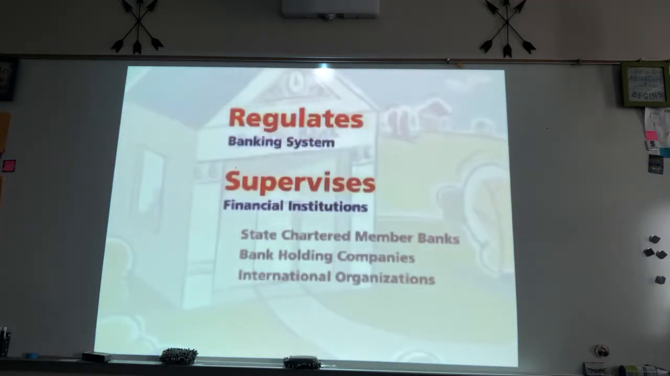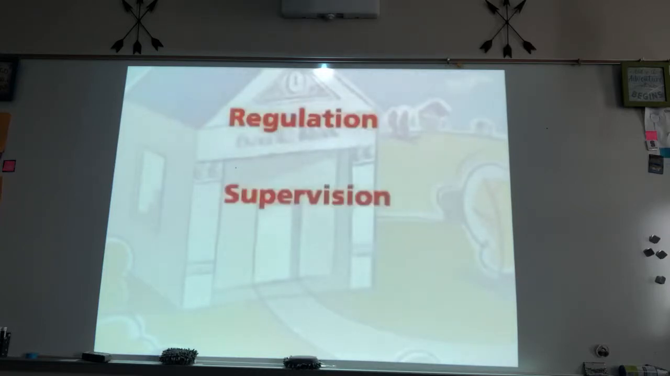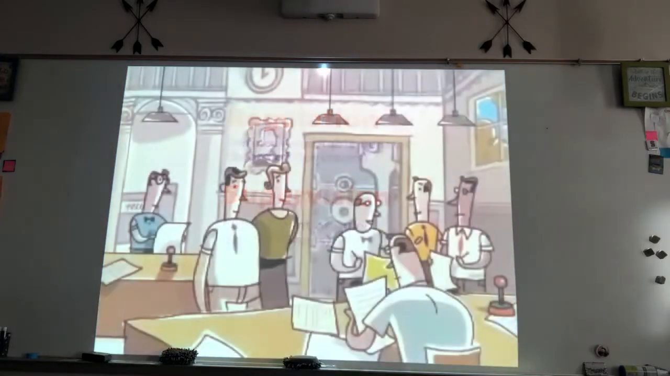There are other types of banks that are supervised by other regulators. So, what's the difference between regulation and supervision? Bank regulation refers to the written rules that define what is acceptable behavior for financial institutions. The Board of Governors in Washington, D.C. takes care of this responsibility. Supervision refers to the enforcement of these rules, which is carried out by staff at the 12 reserve banks.